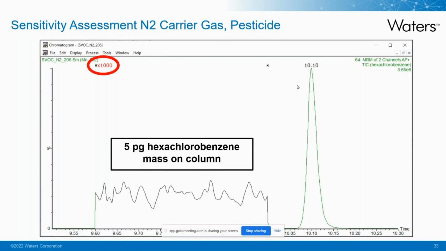This is, again, back into the pesticides with the semivolatiles. And what this is showing is 5 picograms on column with greater than 1,000 to 1 signal to noise for hexachlorobenzene. I thought that was a good one everybody would be familiar with and give a common translation point. So if we're at over 1,000 to 1 for 5 picograms on column, we're still maintaining a detection limit of 5 femtogram on column or lower with a nitrogen carrier gas for hexachlorobenzene.